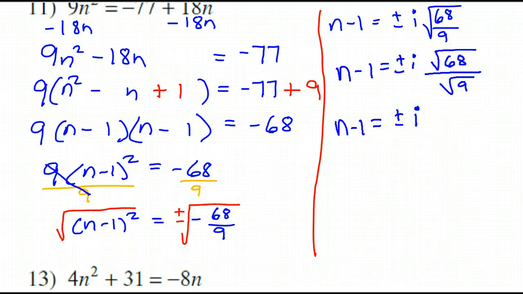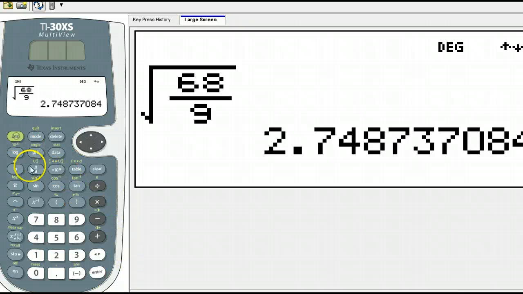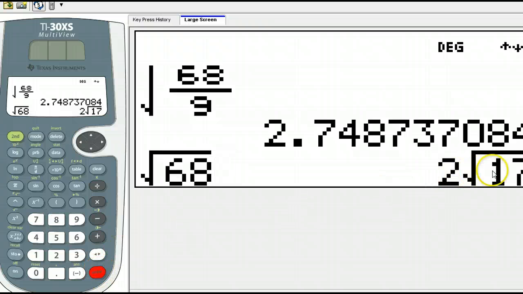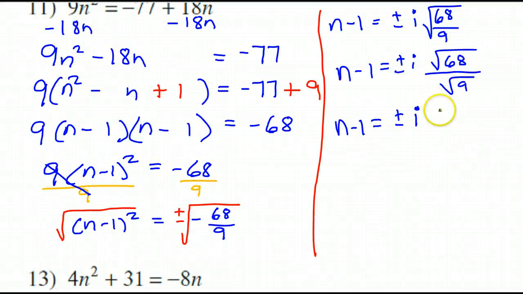Now, square root of 68, I still can use my calculator if I do it separately. So the square root of 68, that's 2 radical 17. Okay, so it's 2 radical 17. Now I told you that when you have a square root like this with a number and a radical, the i goes in the middle. So I'm really going to take this i and put it between the 2 and the radical 17. So it's 2i radical 17.